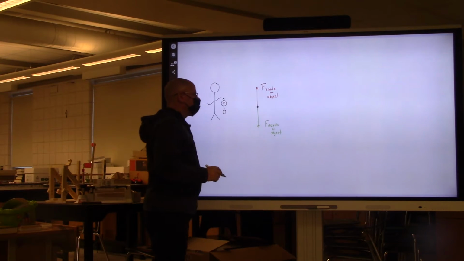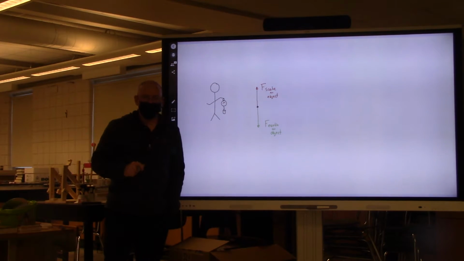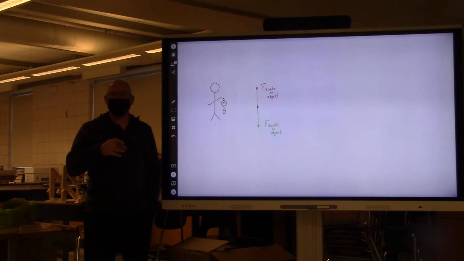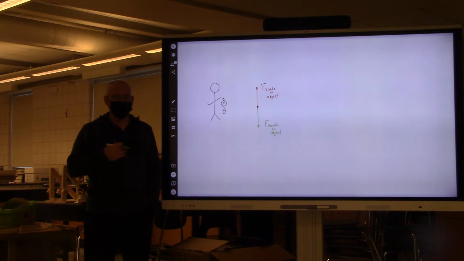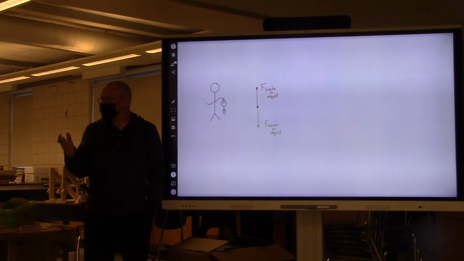Oh, yeah. Okay. Like earth. And when I'm holding it, what can you infer about these two forces? They're equal. Why do you think they're equal? Because the object's not moving. So because the object is not going anywhere, can you infer that the forces are equal? Yeah. I think that's okay.